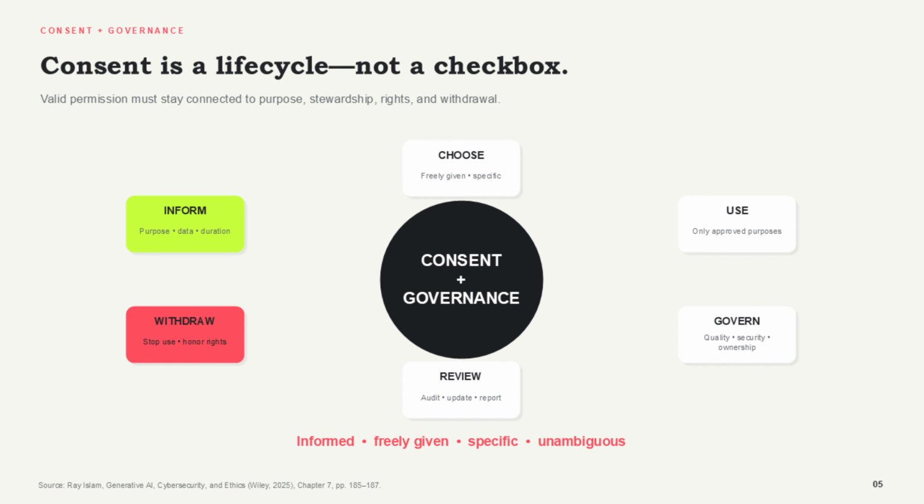So imagine consent as a life cycle. We inform the individual. They make a meaningful choice. The organization uses data only for the approved purpose. Stewards govern quality and access. Audits check whether practice still matches the promise. And if consent is withdrawn, the organization must stop or adjust processing and honor applicable rights. The exciting shift here is from permission as paperwork to permission as an operating commitment. A checkbox records a moment. Good governance protects the relationship over time.